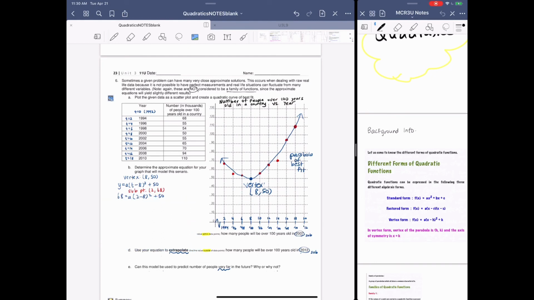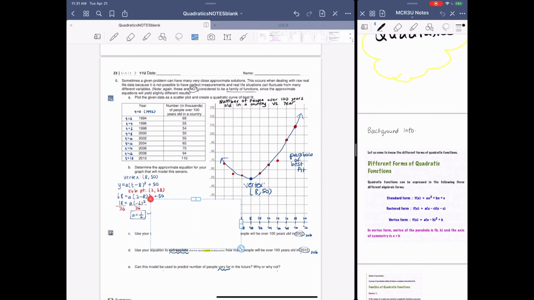68 equals a, bracket 2 minus 8, bracket squared plus 50. 2 minus 8 simplifies to the following. 18 equals a, bracket negative 6, bracket squared. Negative 6 squared is equal to 36. I'm going to divide both sides by 36, and I get a equals a half.